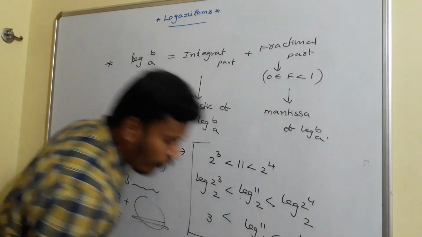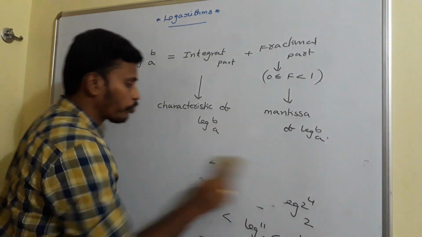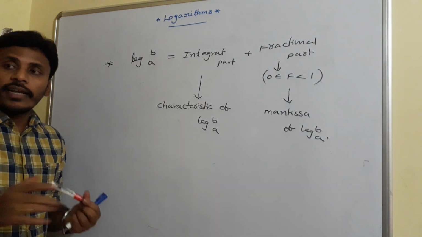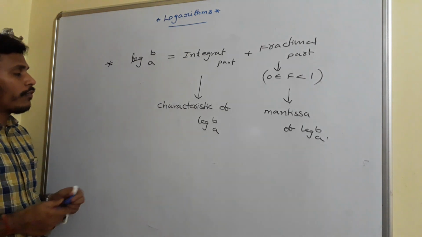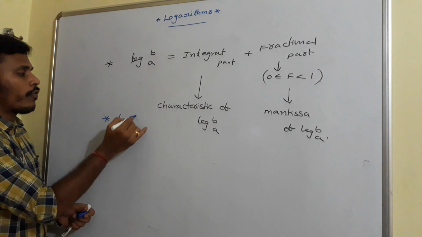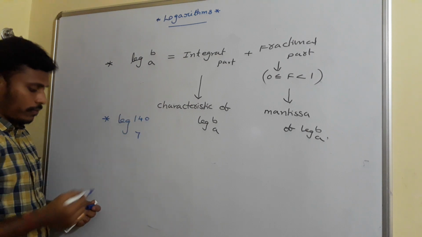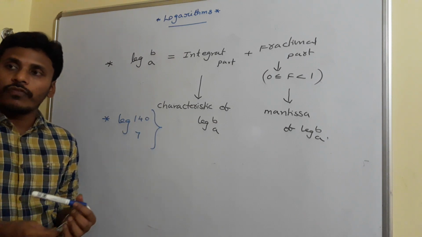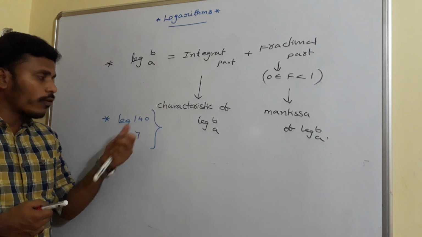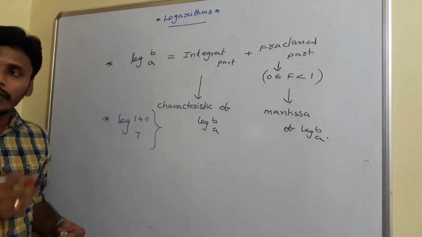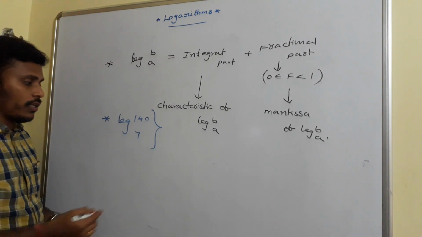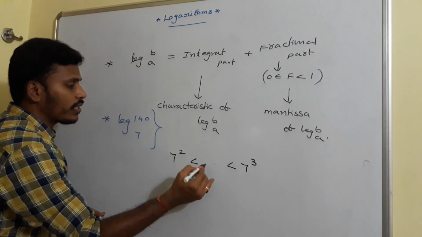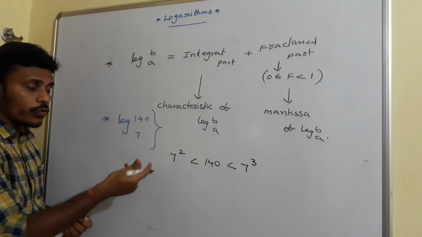Think of this: every logarithm has a characteristic value. For example, if I need to find the logarithm of 140 base 7, what is the characteristic of this logarithm of 140 base 7? To find it, you need to check where this 140 is located as a power of 7. We know that 7 square is 49 and 7 cube is 343. So 7 square is 49, 7 cube is 343. Between this 7 square and 7 cube, this 140 lies. This is a very clear task.